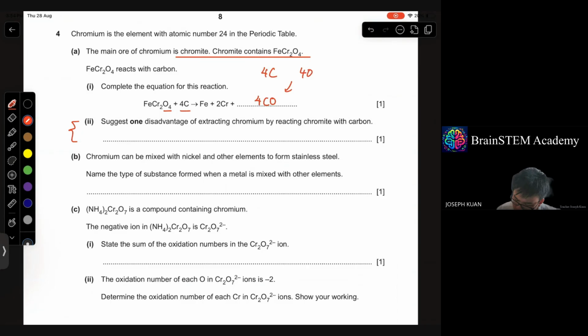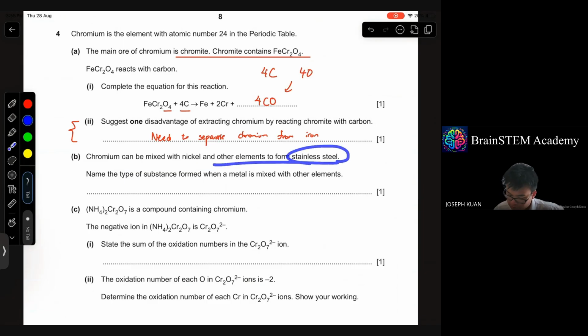Next, suggest one disadvantage of extracting chromium by reacting chromite with carbon. Well, you can see that the product has 2 metals, so not very good. Because we need to separate chromium from iron after the process. Next, chromium can be mixed with nickel and other elements to form stainless steel. Name the type of substance formed when the metal is mixed with other elements. That will be an alloy.